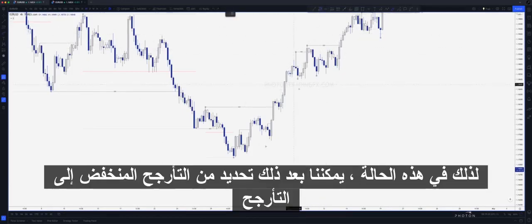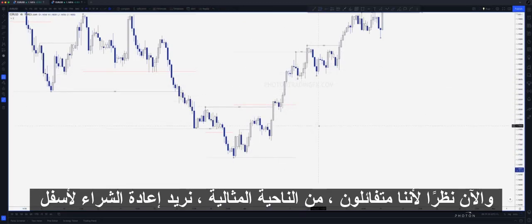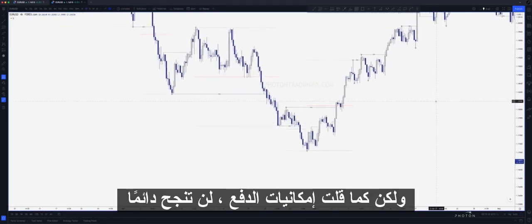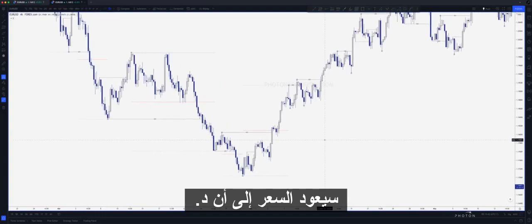So in this case, we can then mark out from the swing low to the swing high. And now because we are bullish, ideally we want to be buying back down here, right, in the cheap prices in the discount. But like I said, playing with probabilities, it's not always going to work out. The price is not always going to come back that deep.